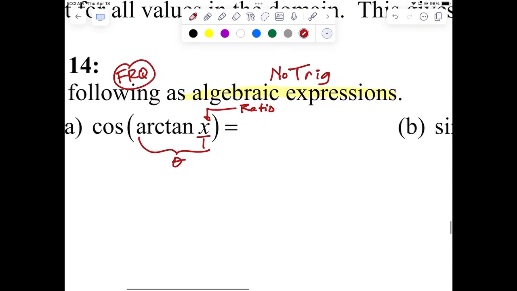Let's go up to the side and we'll draw just a little reference. I don't know if x is positive or negative. So I'm just going to draw something in quadrant 1 because I don't know if it's positive or negative. And there's my angle theta. Now, because that's the tangent ratio, are you done?